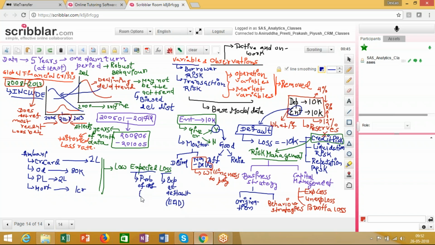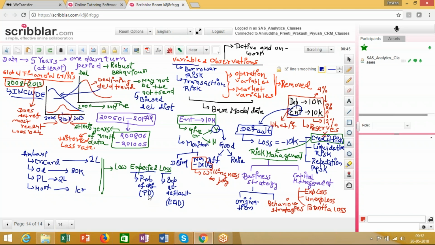And what we have over here is the probability of default, or as we call it, the PD model. So these are the very famous components that we always talk about. We always talk about these PD, LGD, and EAD models. So this is what an EAD is: the amount that is outstanding at the time of default is known as the exposure at default.